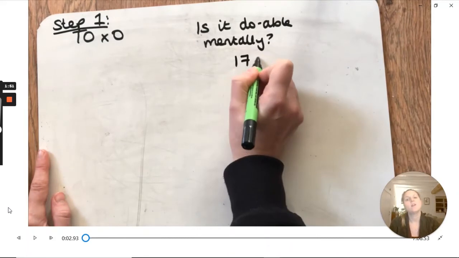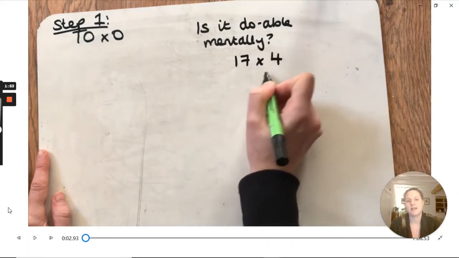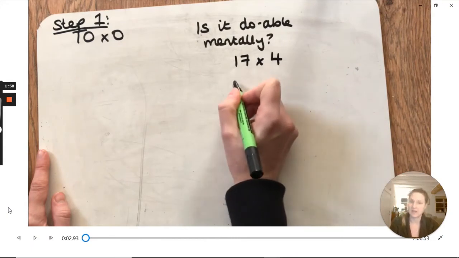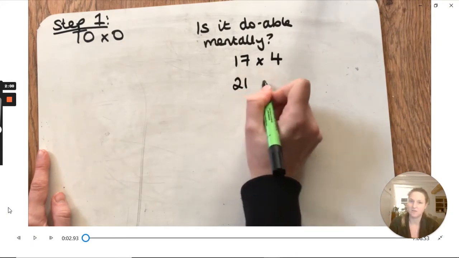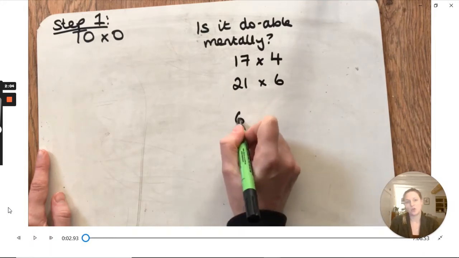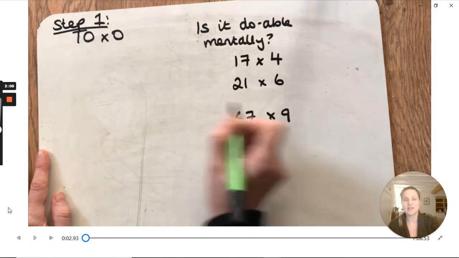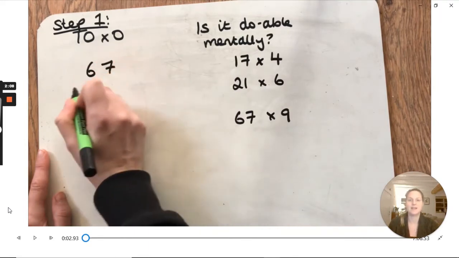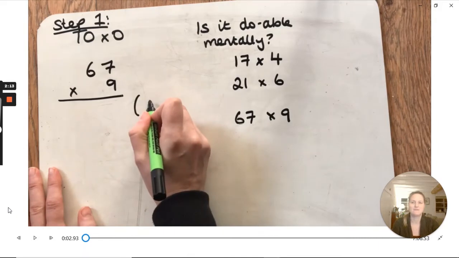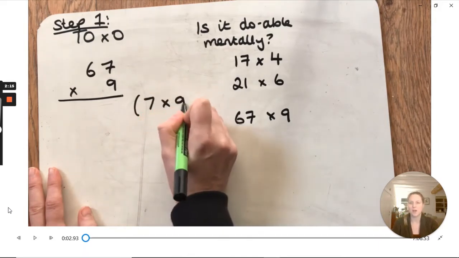As I say, ask yourself first, is it doable mentally? There's another example where to multiply by 4, we can double it again. That might not need a written method for you. It might be in this example that you could split up the 21 and the 20 and the 1 and do that mentally. But here's one that I would write down, 67 times 9. So we'll break it up.